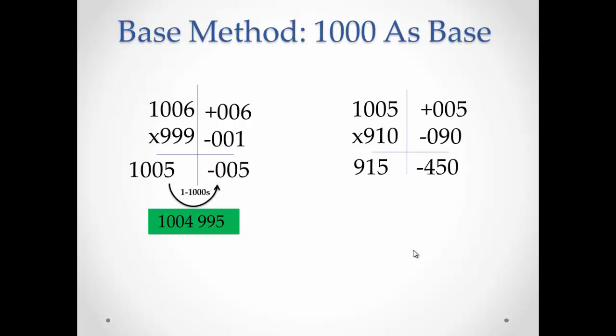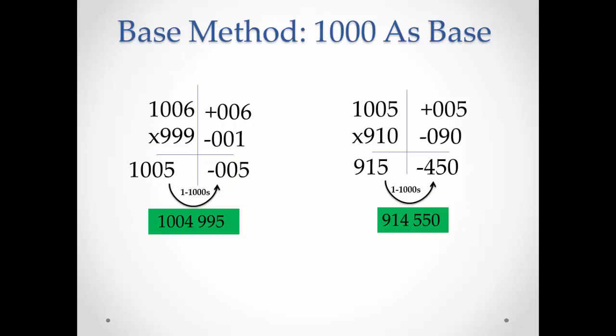Similarly, 1005 times 910. One is 5 more than 1000, another one is 90 less than 1000. So we do the cross addition, that is 910 plus 5 is 915, and 90 times 5 is 450, negative 450. Okay, now this is a very interesting problem. So we'll remove 1 from 915, then we are left with 914, and 1000 minus 450 is 550. So 914550 is the answer.